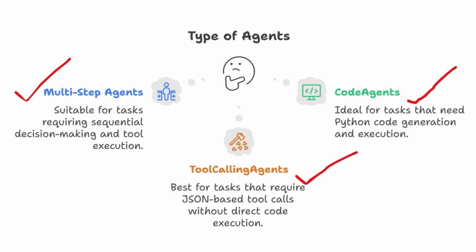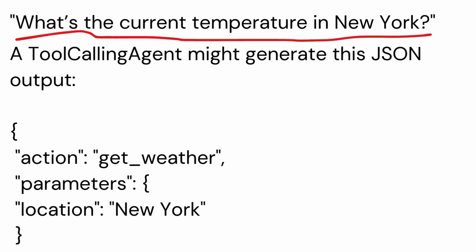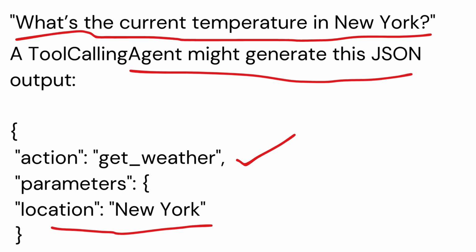Unlike code agents, tool calling agents do not generate Python code directly. Instead, they produce structured tool calls in JSON format, which another system must then process and execute. How tool calling agents work? Let's say a user asks an AI agent, "What's the current temperature in New York?" A tool calling agent might generate this JSON output. Action: get_weather, and in the parameters, location: New York. This JSON output is then sent to an external tool, which processes the request and returns the result.